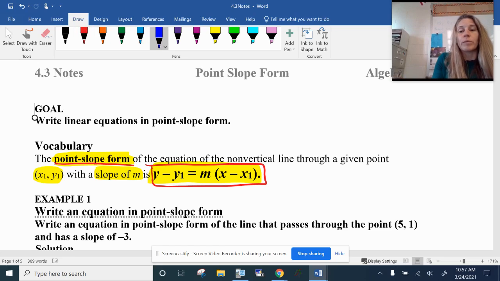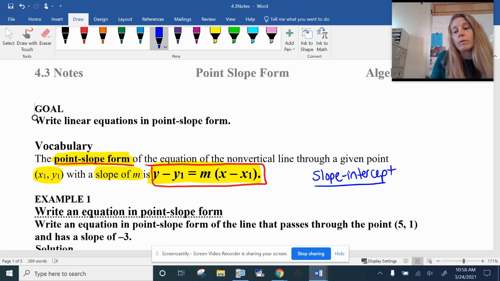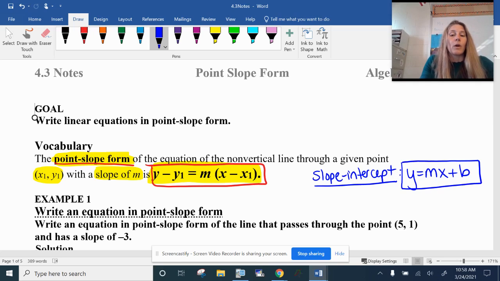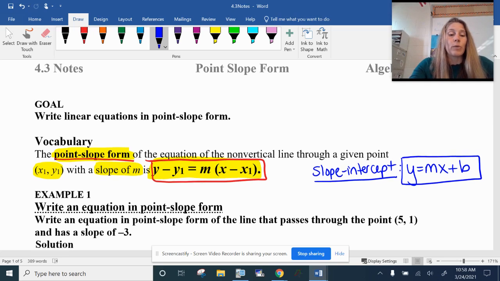Now, if you remember from the previous lessons, we also had slope-intercept form. That form also required a slope, but the point that you needed for this one was the very specific point of the y-intercept. And this one was y equals mx plus b. So we're still going to be using this one a little bit as well today. Okay, so let's go over how to use point-slope form.